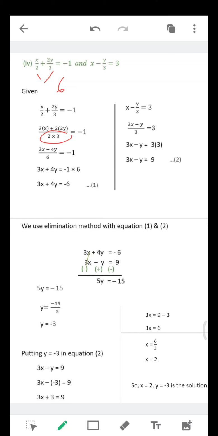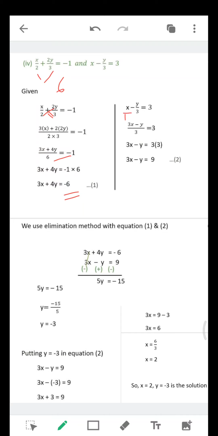Cross multiply it, 3x and 2 into 2y. This 3 cross multiplies and 2 cross multiplies here, and we get 3x plus 4y. Usually we'll find the LCM and we can cross multiply. So this becomes 3x and this becomes 4y, is equal to minus 1, and cross multiplying it, 6 into minus 1 becomes minus 6.